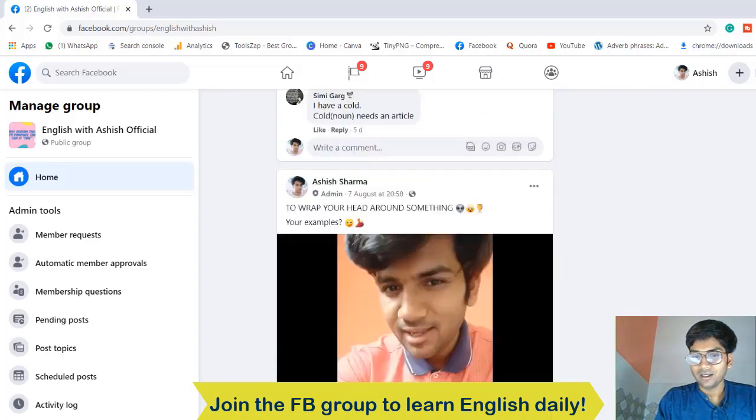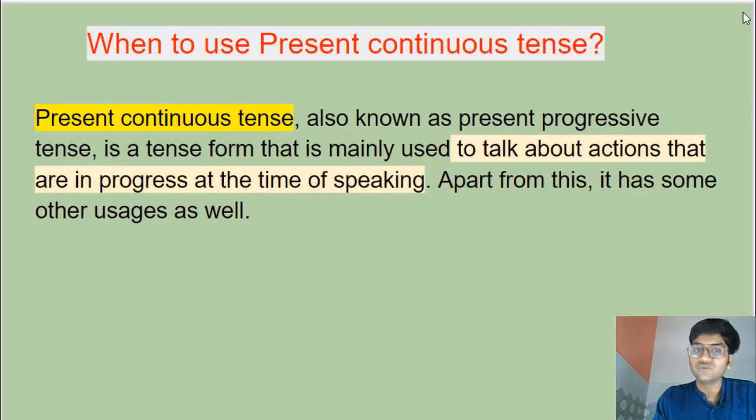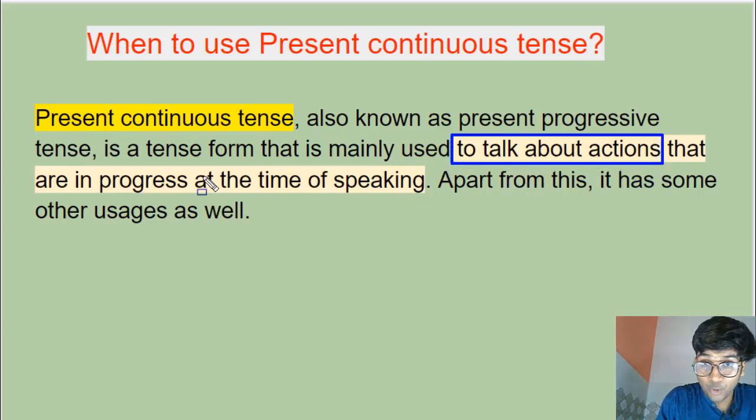Let's do it. So let's understand when to use this tense, when to use present continuous tense. Guys, present continuous tense, also known as present progressive tense, is a tense form that is primarily used to talk about actions that are in progress at the time of speaking. Let's understand this. Here we talk about actions that are happening right now, that are taking place right now at this very moment as I speak. Apart from this usage, it has some other usages as well. We'll talk about them going forward in the lesson.